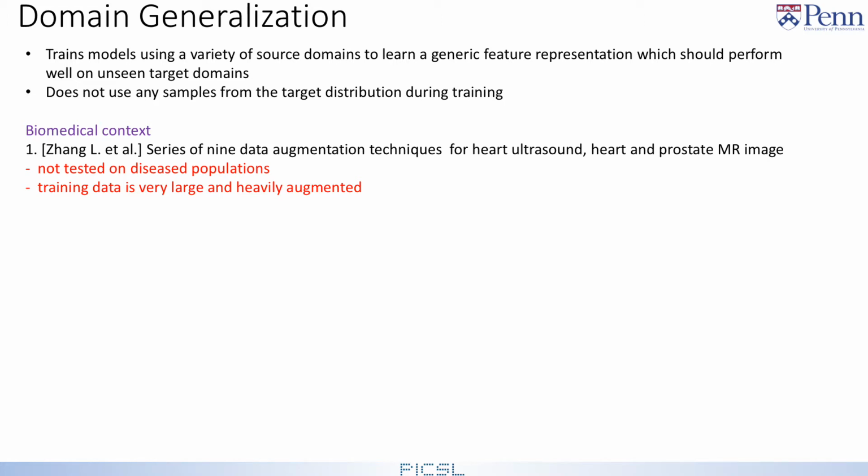A stack of 9 data augmentation techniques were applied to the training domains to mimic the test set for segmentation. The method is not tested on disease populations, which could vary significantly in anatomies and shapes from a generic healthy population. The model has been trained on a large training dataset, which might not be the general case for many problems in medical imaging, where the goal is to extract enough information from very limited data for domain generalization.